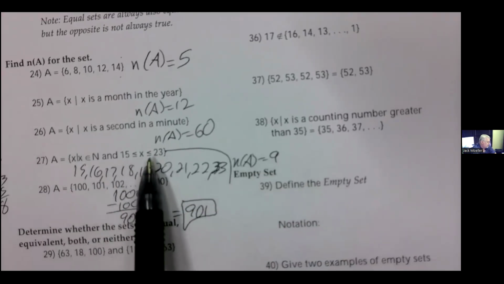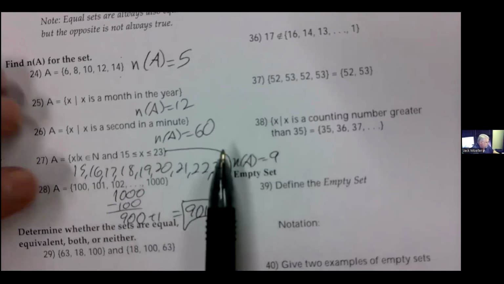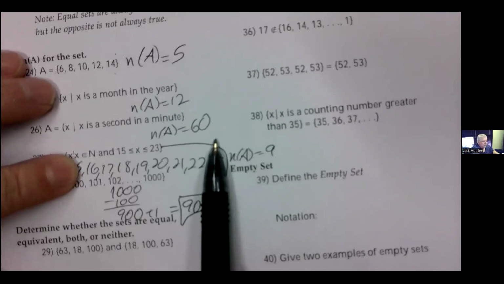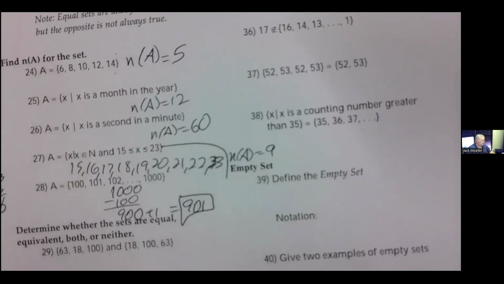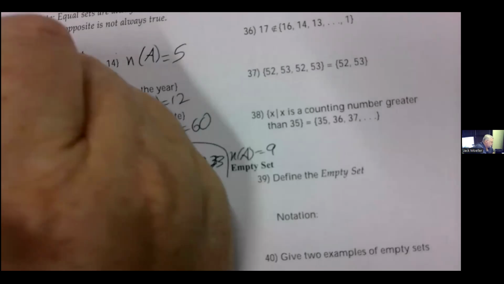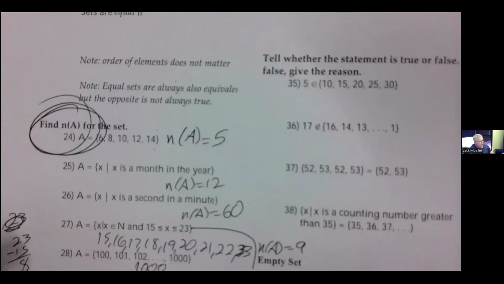If you have a smaller set, my recommendation is write it out. It's like if 15 and 23 weren't included, then we wouldn't have 15 and 23, it'd just be 16, 17, 18, 19, 20, up to 22. And then you can just count. All right. So make sure you know that notation. That's a big reason why people miss these questions on the test because they don't learn the symbols to go along with the definitions.